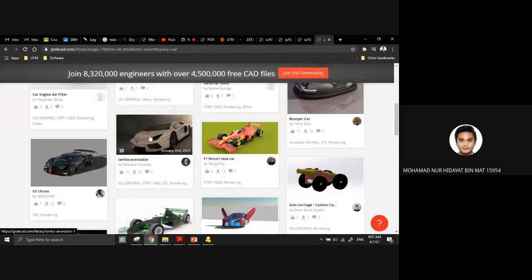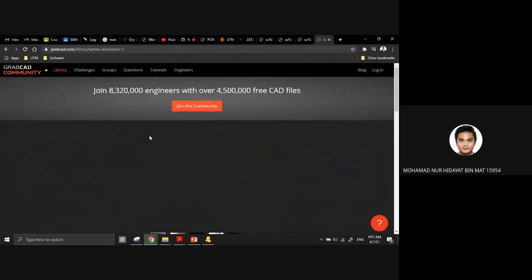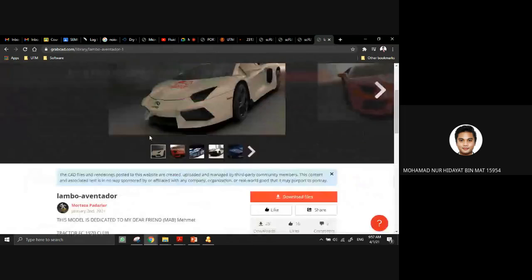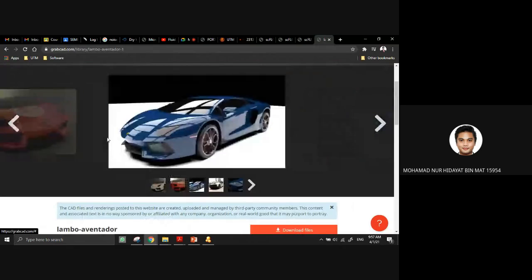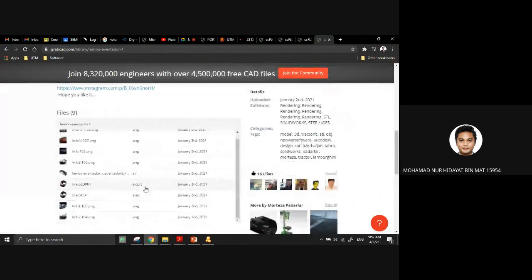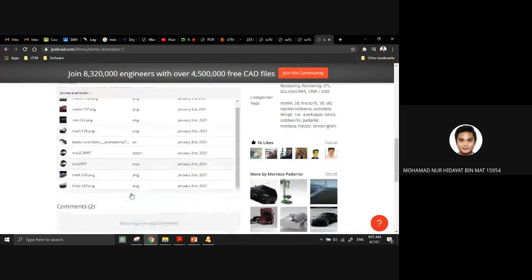Okay, this is the car. You can get the model straight away. Okay, this is the model. So you can see it gives you different formats, for example, SolidWorks, STEP file, this is in CATIA.